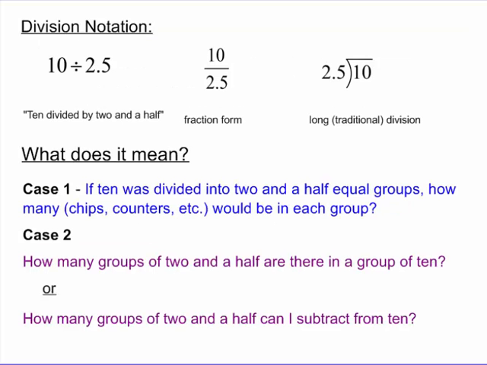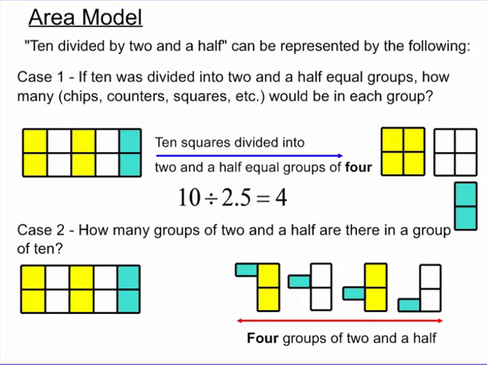So a couple of notations. We're going to start our problems today with 10 divided by 2.5, or 2.5 written as a long division. So you can see there are various ways of writing that. So what does it mean? If 10 was divided into 2.5 equal groups, how many chips, counters, etc. would be in each group? Or we could also think of it as how many groups of 2.5 are there in a group of 10? Or how many groups of 2.5 can I subtract from 10? Hopefully one of those sentences means a little bit more to you in terms of solving the problem, but I'll try and show you multiple ways here to tackle this problem.